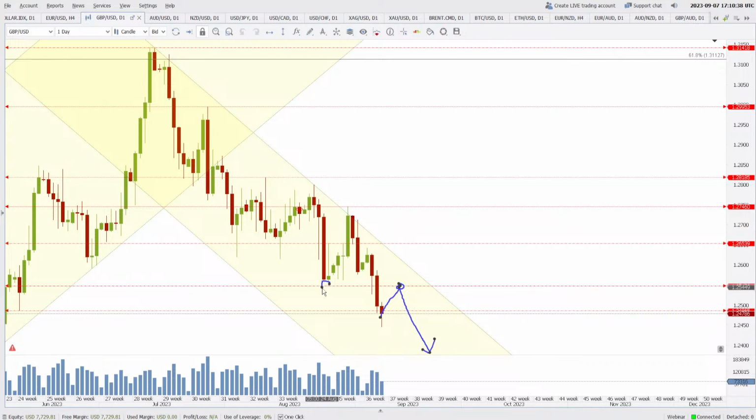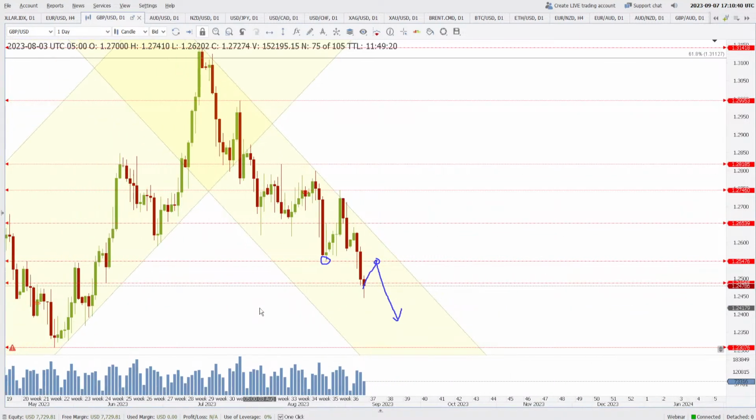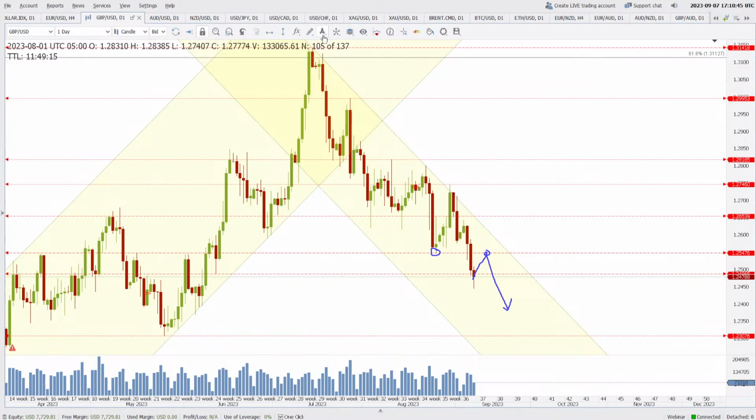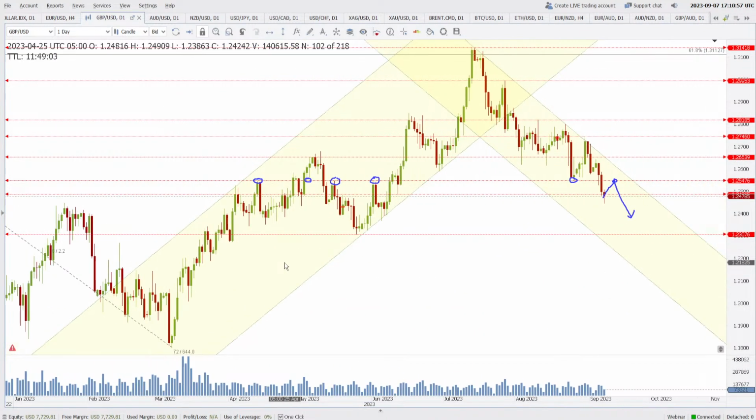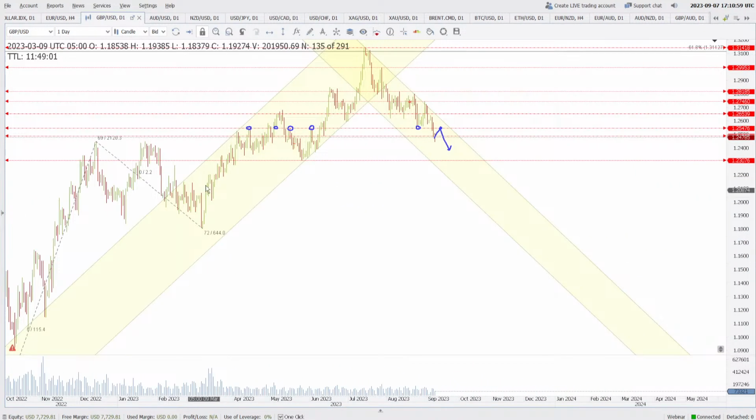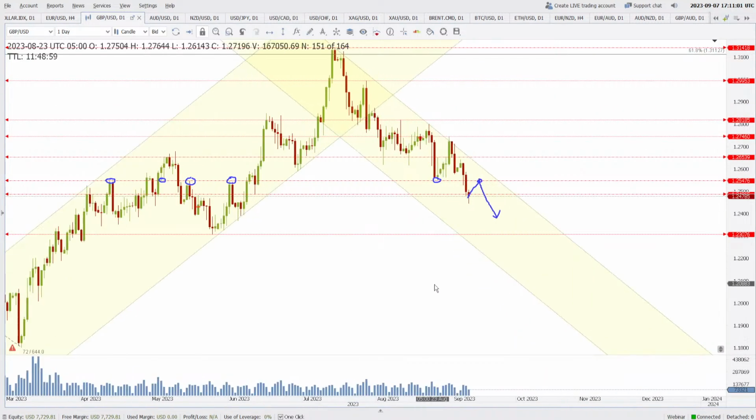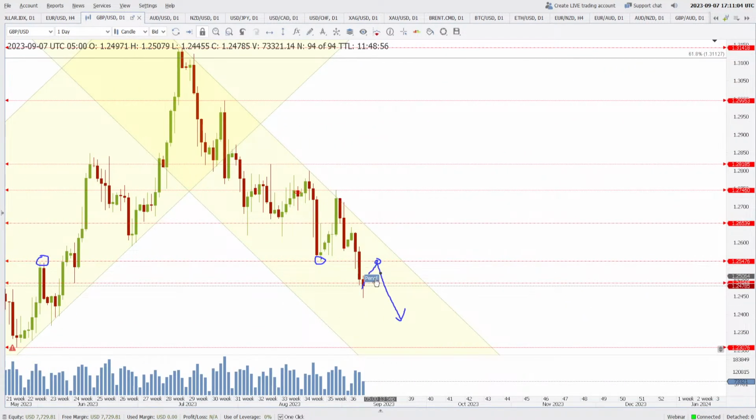Because this has been a very good support here, and has been a very good resistance here. Look at this, very good resistance here, very good resistance here, very good support here, very good resistance here. So we have multiple reasons for this level to act as a resistance. It has happened in the past, so why not this time? If the price rises to the 1.2547 area, you should see this as an opportunity to go short in this market with the target of 1.2307.